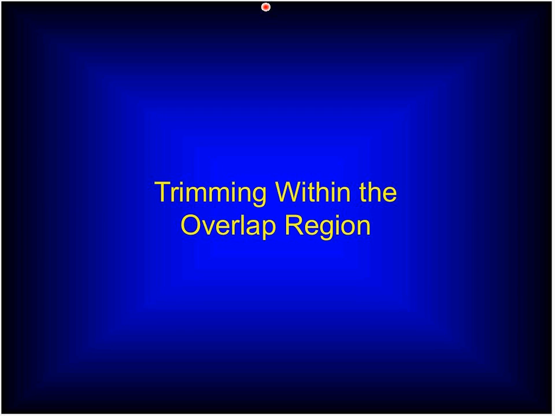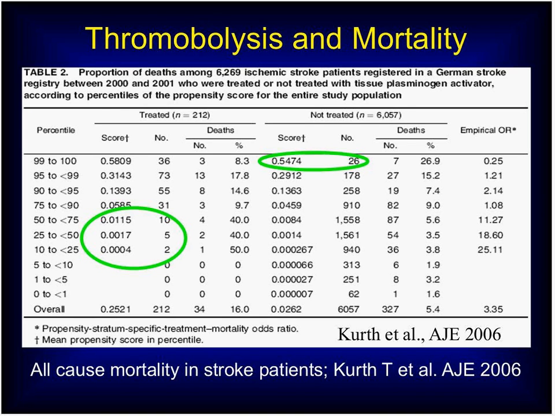So after the non-overlap region, the trimming away of people where I cannot estimate the treatment effect, there is something that can actually harm my analysis, and that I think is way more important, and that's what the paper that has been distributed is all about. That's not trimming of the non-overlap, but trimming within the overlap region. And I'll walk through these analyses, the results and the rationale to do these analyses.